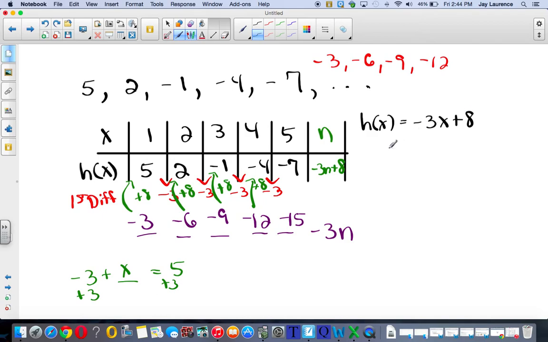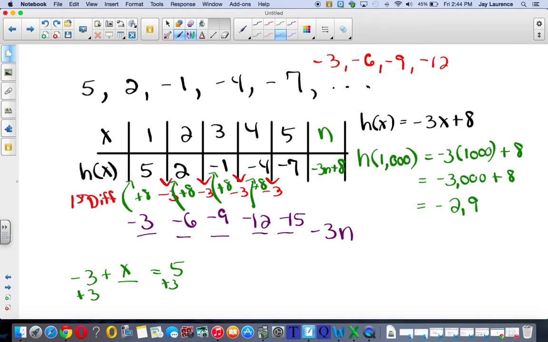All right, so I don't know which one you want to find this time. How about the thousandth term? Let's go h of 1,000, and that'll equal negative 3 times 1,000 plus 8. All right, so it'll be negative 3,000 plus 8, which should be negative 2,992. And there you go. Man, this stuff is easy. And you're going to feel so smart when you do it. And there's going to be college kids that have a hard time doing this.